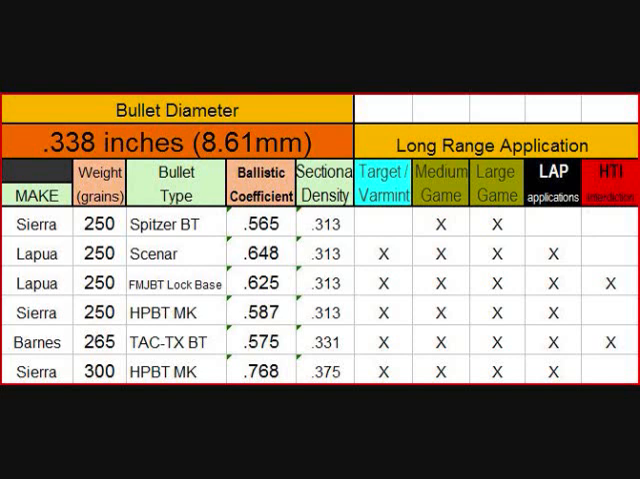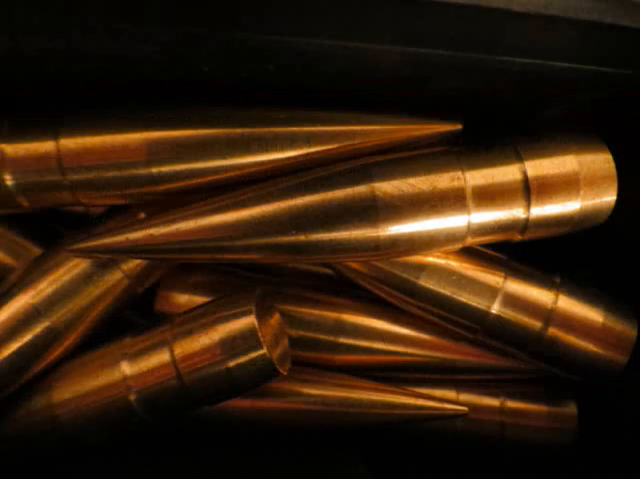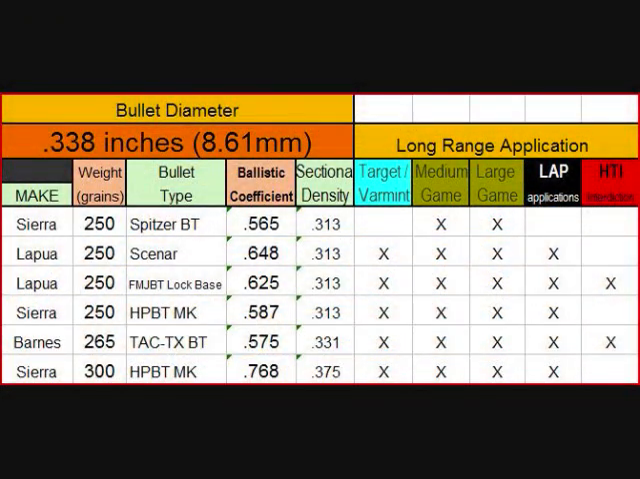You're also going to notice the TAC. That's a Barnes. That's like a solid copper bullet, and that would actually be pretty good for HTI as well, because that's going to hold together very well at long range. So that's your 338 choices.